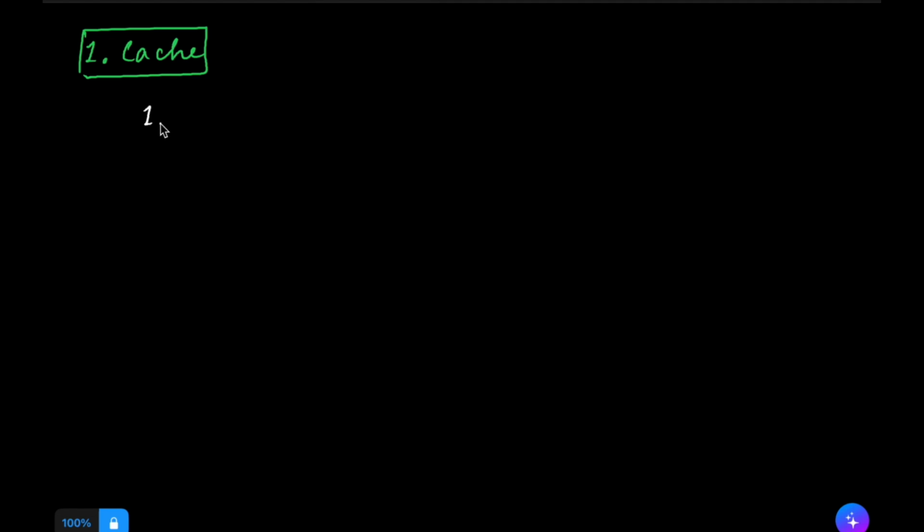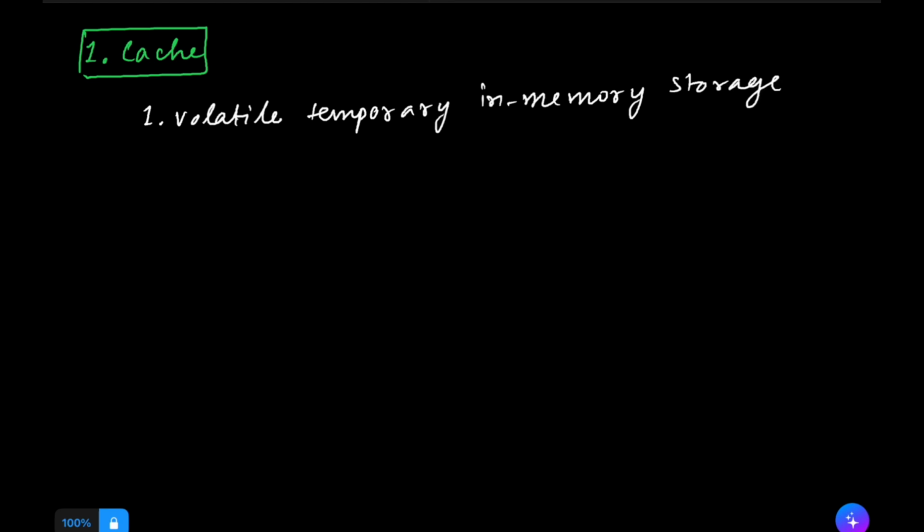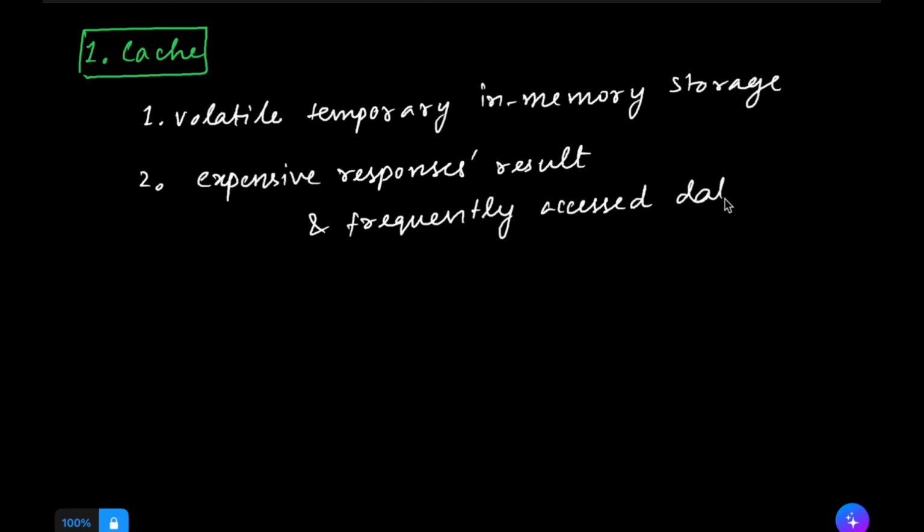So if we write down what a cache is, it is a volatile, temporary, mostly in-memory storage. And what do we store in a cache? We store the results of expensive responses and frequently accessed data. Like I mentioned, this cache acts as an intermediary. It sits between the web server and the database server.